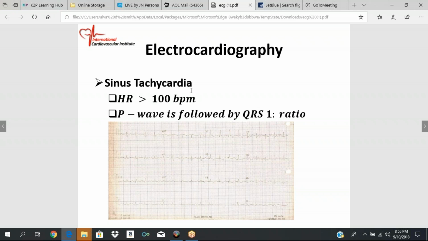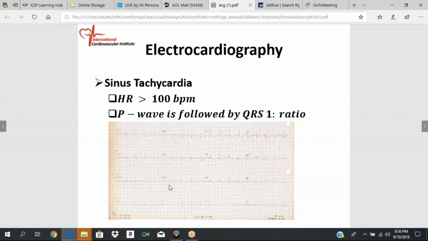Sinus tachycardia. When something is tachy, it means fast. When we say sinus tachycardia, it's a sinus rhythm with a heart rate greater than 100 beats per minute. The P wave, which is upright in leads 2, 3, and AVF, is followed by the QRS in a 1-to-1 ratio. This didn't project very well, but you can count it. If you look closely, you can see that there are P waves in leads 2, lead 3, and AVF.